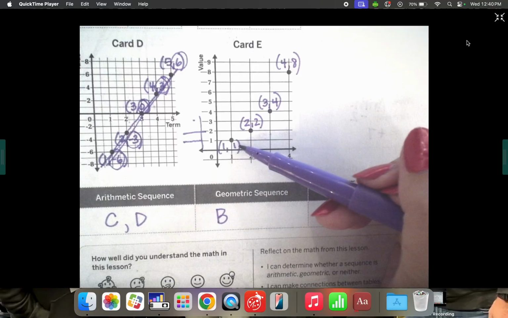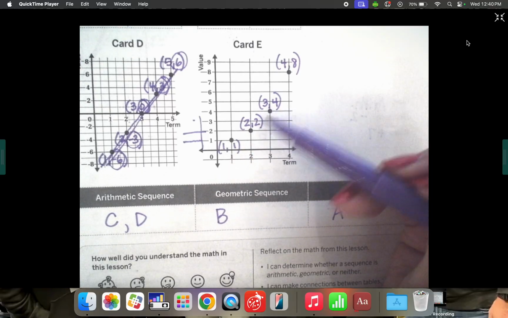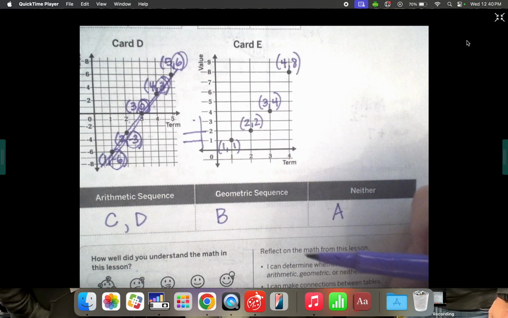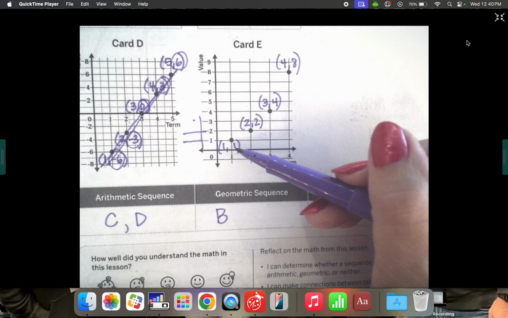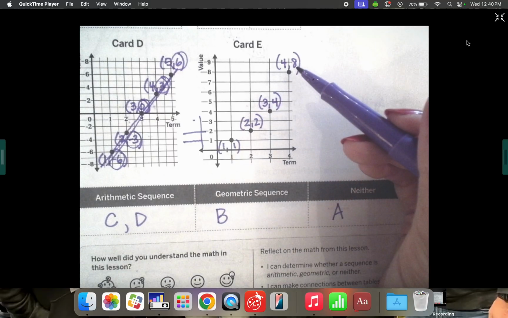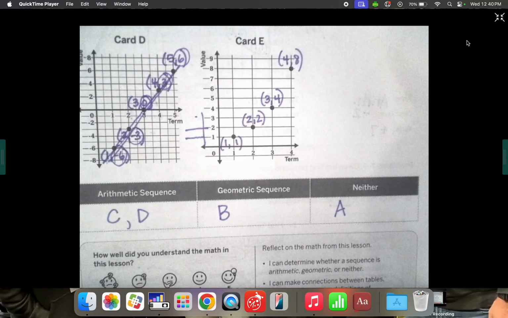Okay, so we know it's not adding. We're not going from 1 plus 1 because that would be 2 and then that would be 3. So we're not adding. We are times 2. 1 times 2 is 2. 2 times 2 is 4. 4 times 2 is 8. This is definitely geometric.